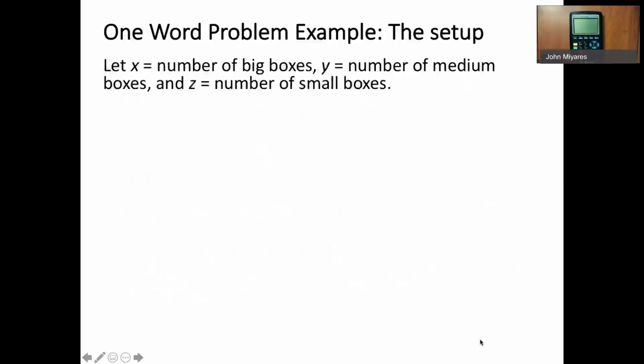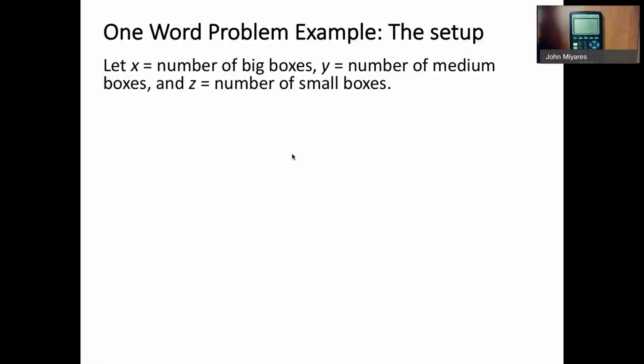So what we're asked here is to find the number of boxes of each size that can be produced with the quantities of fudge we have on hand. We're even told that we should have X be the number of big boxes, Y be the number of medium boxes, and Z be the number of small boxes produced.